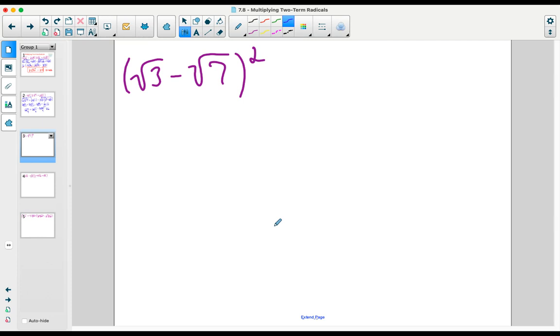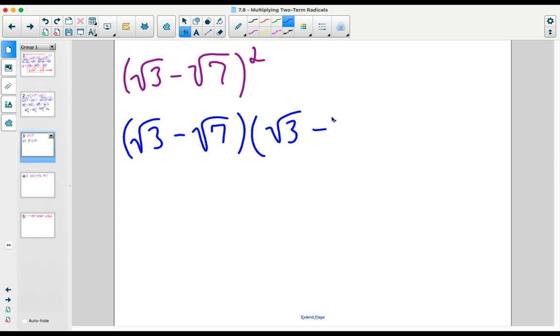In our final set of examples for multiplying two-term radicals, we're going to look at some of the more interesting situations that we might run into. In this first situation, we have two radicals, the difference of two radicals, but squared. We want to take the time to remind ourselves what that square actually means. It, of course, does not mean to square each term individually. It means to multiply that expression by itself.